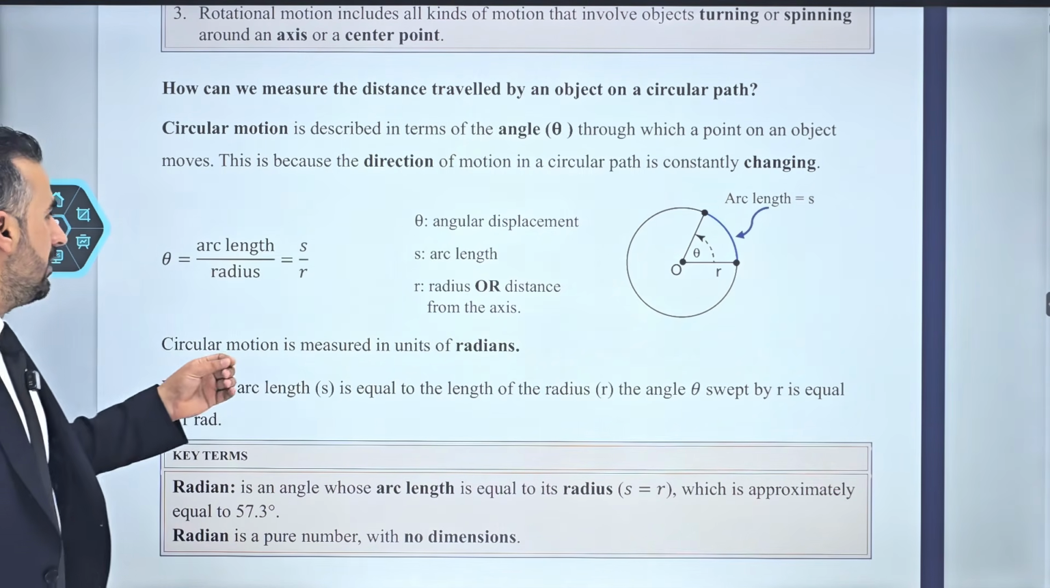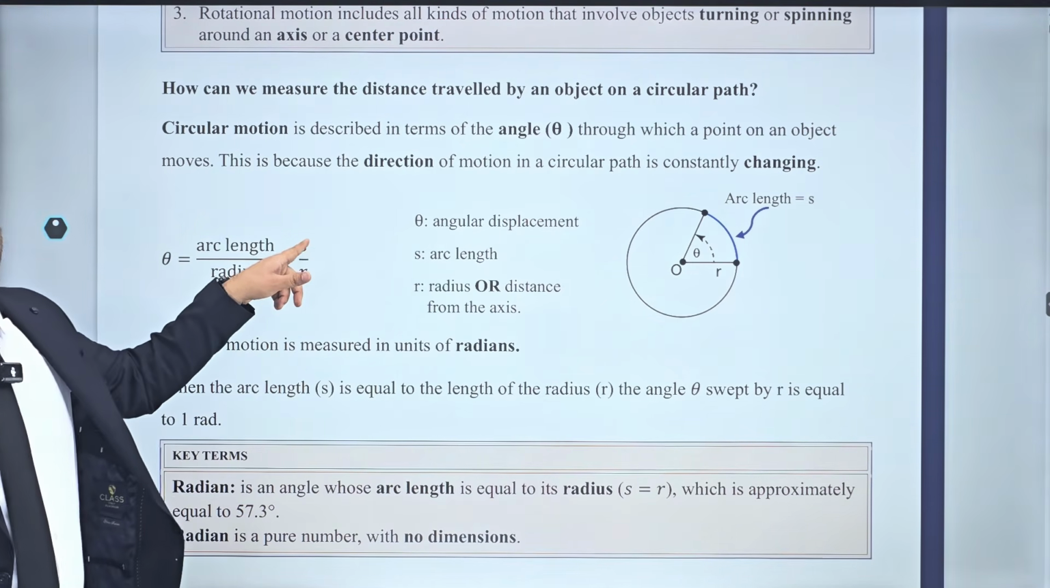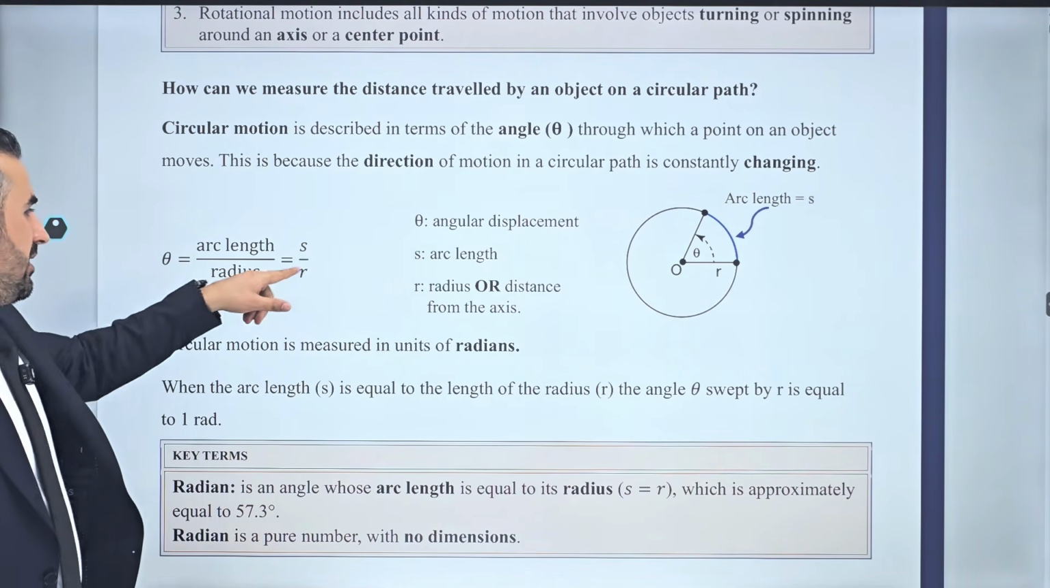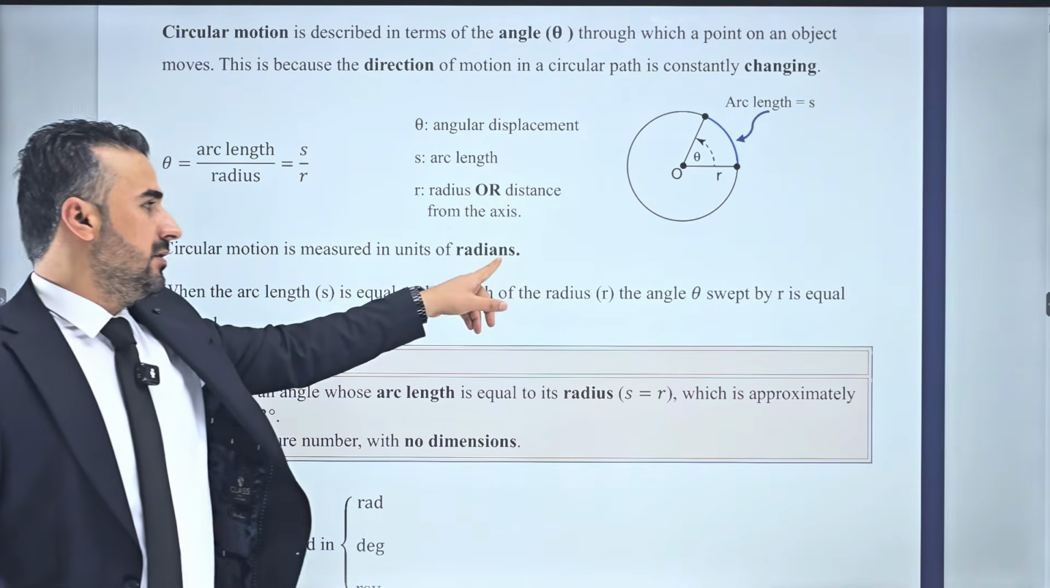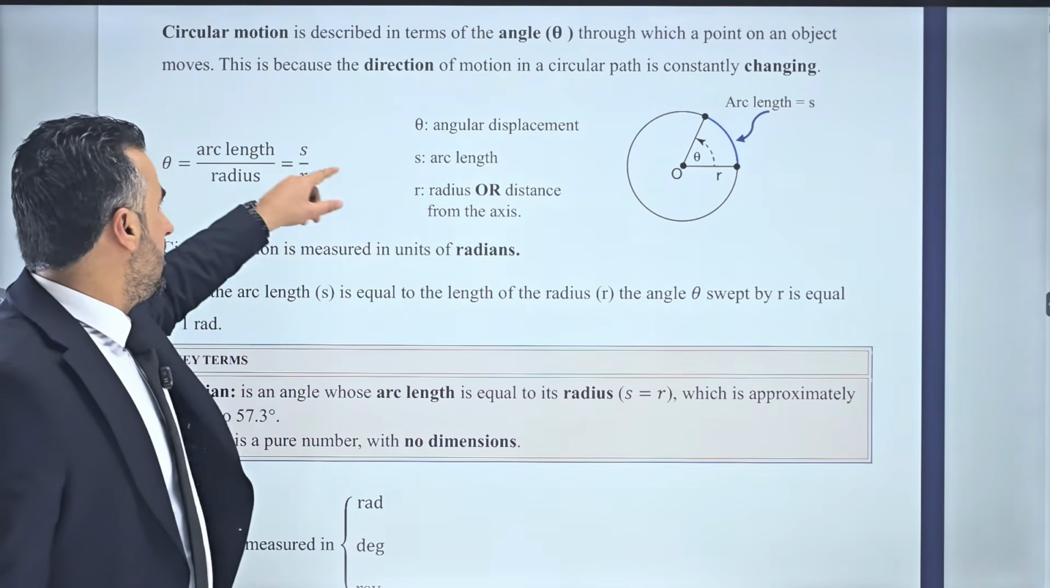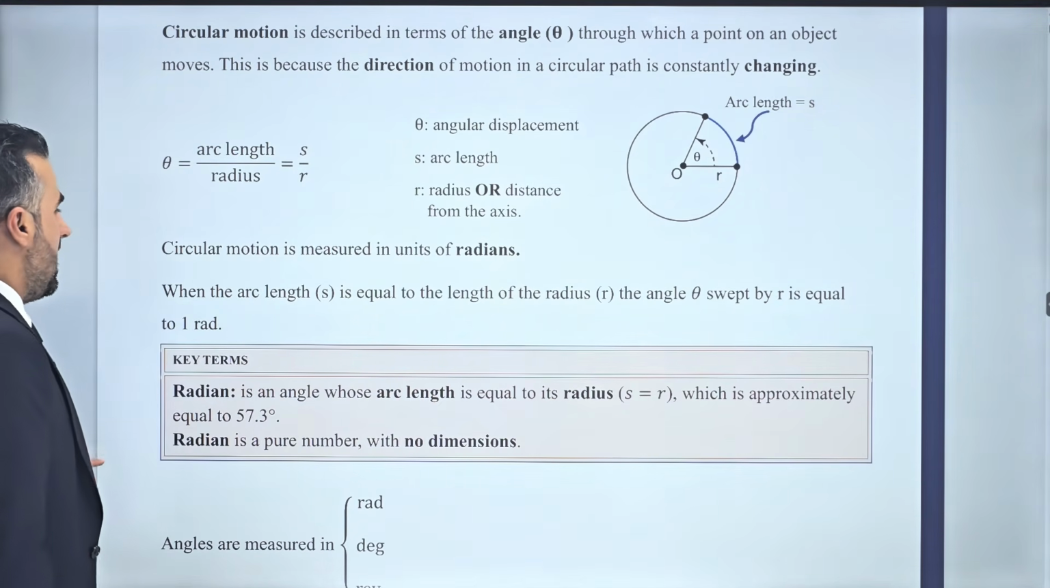We'll say the angle theta is equal to the arc length, which is represented by the letter S, divided by the radius. When a circular motion is measured in radians, why is that? Because these are both measured in meters, and meter over meter cancels out.